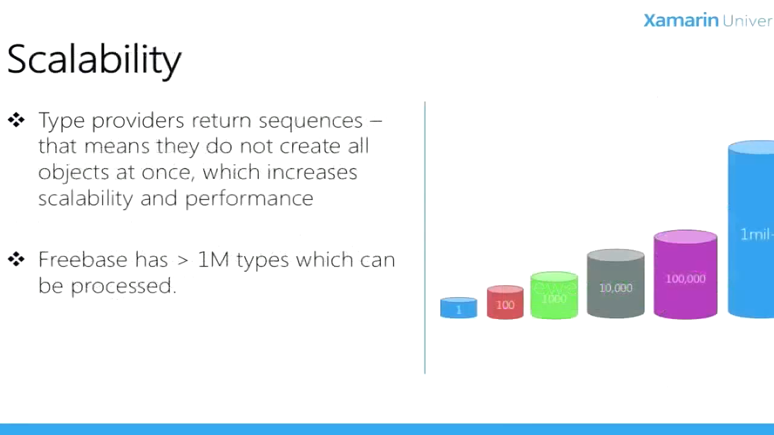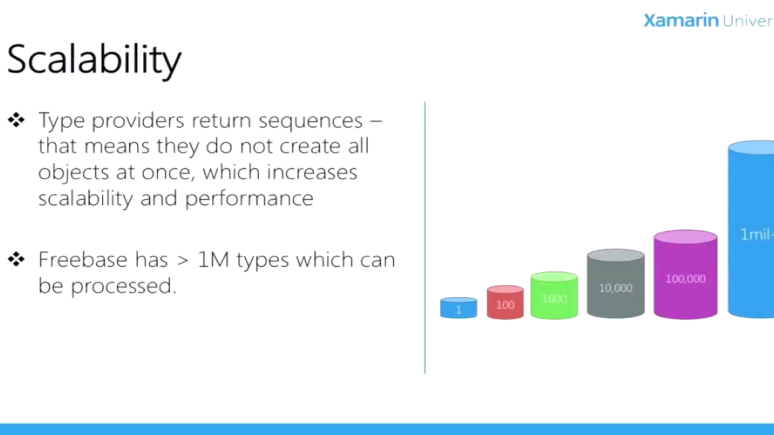Type providers are designed to be scalable, and the data returned is always in the form of sequences, which are based on the IEnumerable interface. And that means that the cost of pulling the data out of the provider is incurred as it's consumed. And this allows for massive amounts of data to be exposed without necessarily loading it all in at once for processing.